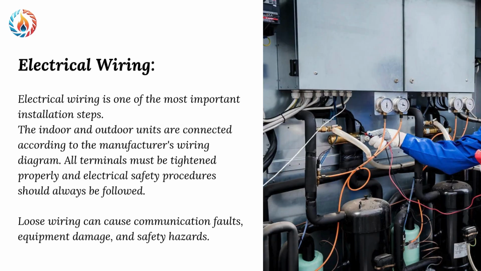Electrical wiring. Electrical wiring is one of the most important installation steps. The indoor and outdoor units are connected according to the manufacturer's wiring diagram. All terminals must be tightened properly, and electrical safety procedures should always be followed. Loose wiring can cause communication faults, equipment damage, and safety hazards.